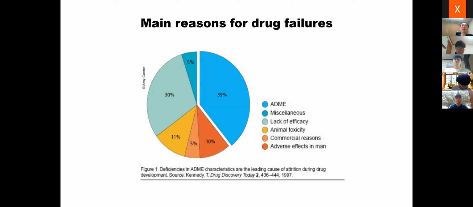But there are many reasons why drugs fail in a later stage, either clinical 2 or clinical 3. One of the very big problems, about 40%, almost half of the situations, is coming from ADME. Even though you improve those PD properties a lot, there is still a good chance of an ADME problem.